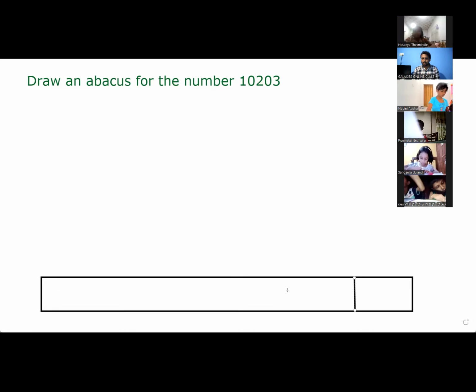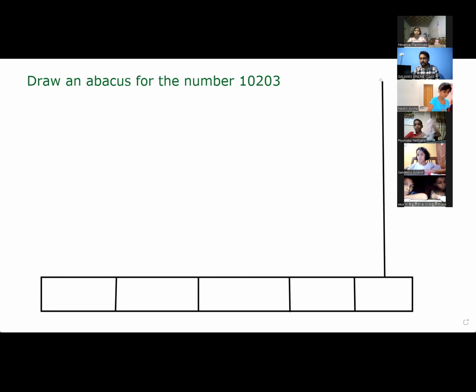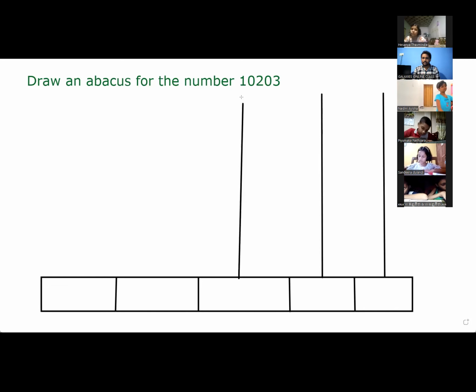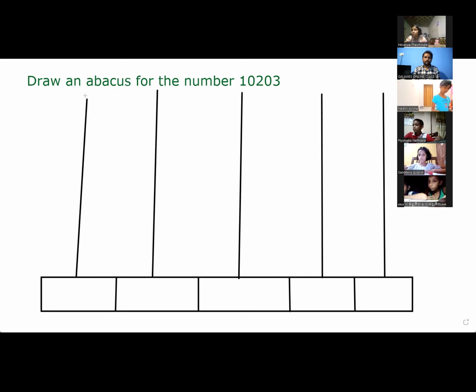Okay, 1, 2, 3, 4, 5. Okay, like that. Then you can fix the rods. You look at the center of each part, okay? 1, 2, 3, 4, 5. Right, then the important thing I will do, naming the positions, okay?